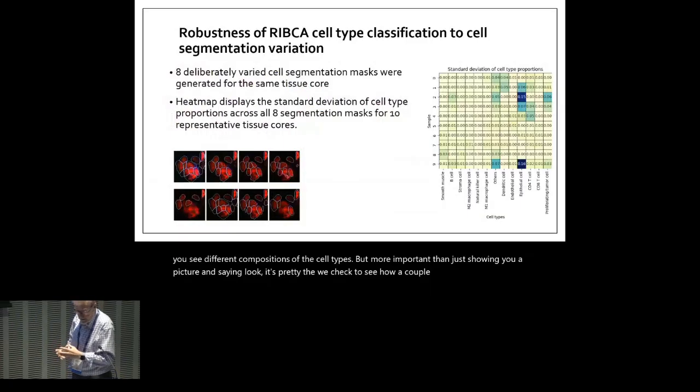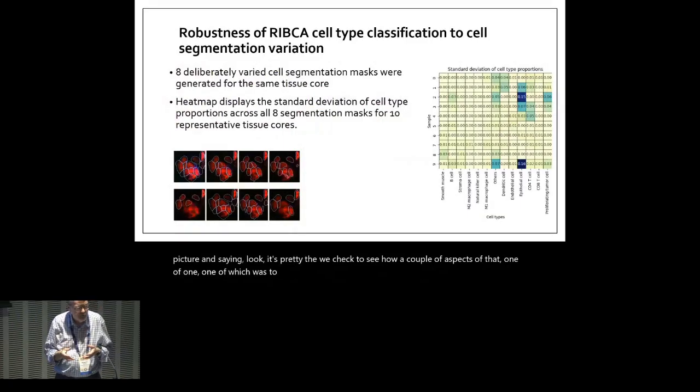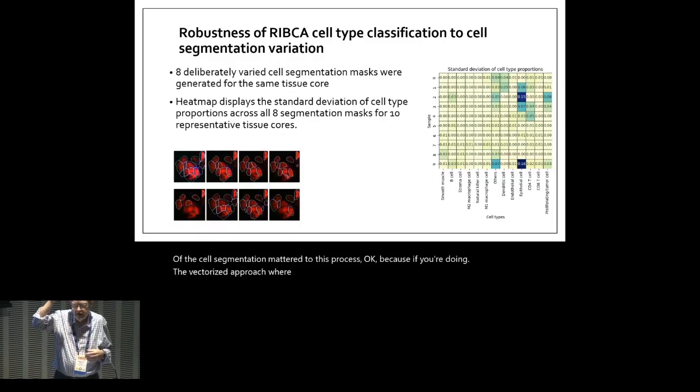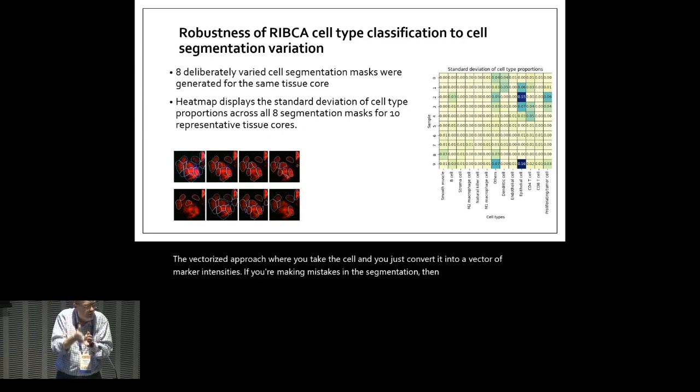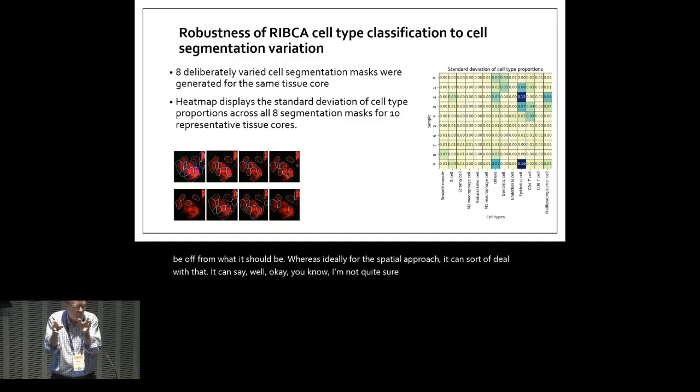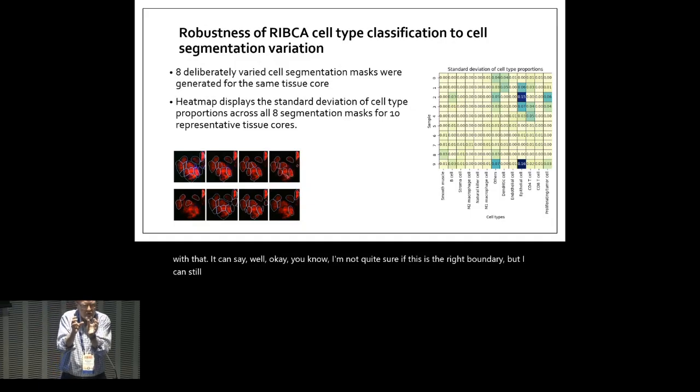One of which was to try to determine how much the accuracy of the cell segmentation mattered to this process. Because if you're doing the vectorized approach where you take the cell and just convert it into a vector of marker intensities, if you're making mistakes in the segmentation, then that vector is going to be off from what it should be. Whereas, ideally, the spatial approach can deal with that. It can say, well, I'm not quite sure if this is the right boundary, but I can still tell what the cell type is.